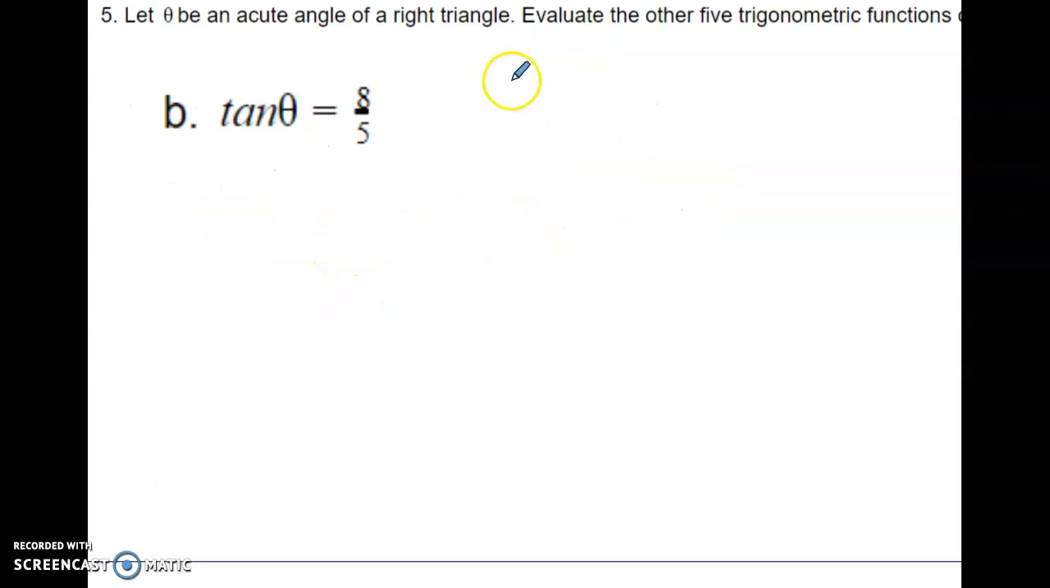Number 5, I'm going to draw a picture and put in my values here. So the tangent of theta is 8 over 5. Tangent is opposite over adjacent, so the 8 goes there, the 5 goes there. And if you just do Pythagorean theorem, 8 squared plus 5 squared equals c squared, you end up with the square root of 89 as the hypotenuse.